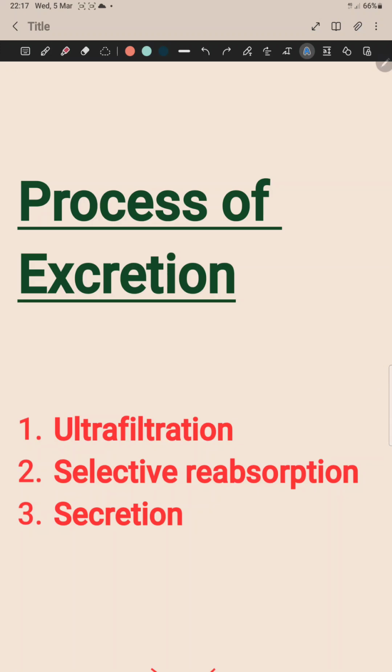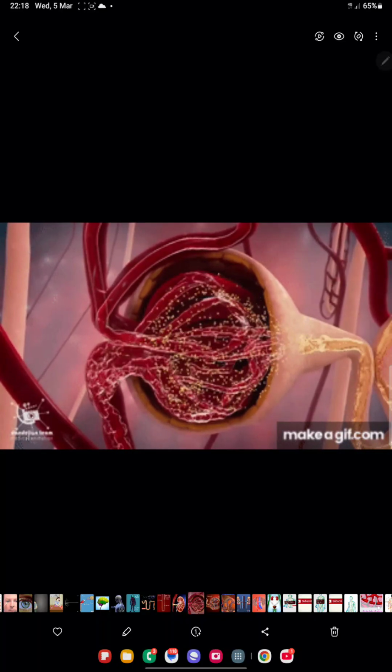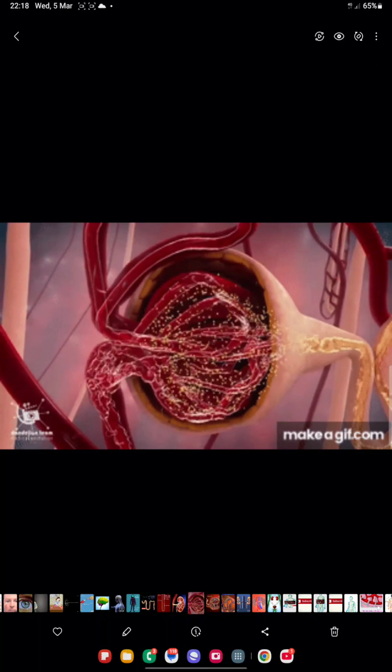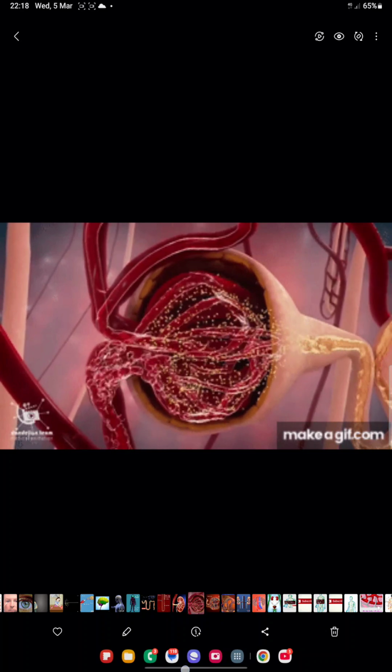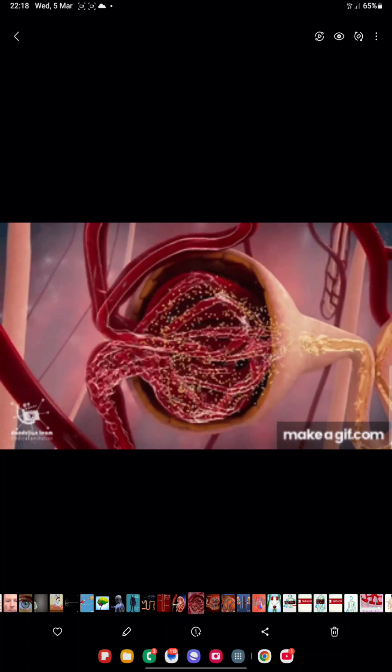Then let's move into the process of producing excretory products, or the process of excretion. It consists of three steps: ultrafiltration, selective reabsorption and secretion. From this figure you can see the structure of the Bowman capsule. Inside the Bowman capsule, you already know there is a glomerulus. This glomerulus is formed by the afferent arteriole and efferent arteriole.